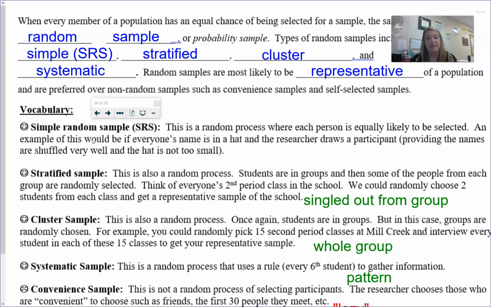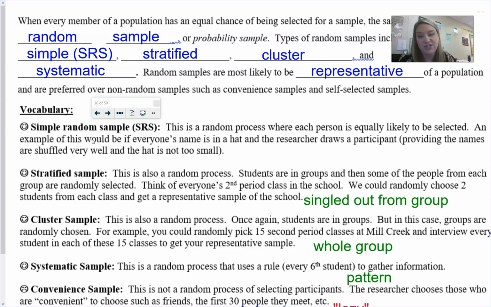So it's like picking someone's name out of a hat. A researcher draws a participant, providing names are shuffled very well and the hat is not too small. There's also random number generators that you can use to make sure that it's as random as possible to select people, so everyone gets a number. Each number has the same possibility of being picked, and then you use a random number generator or a spinner or picking popsicles out of a cup, whatever. That's all simple random sample.